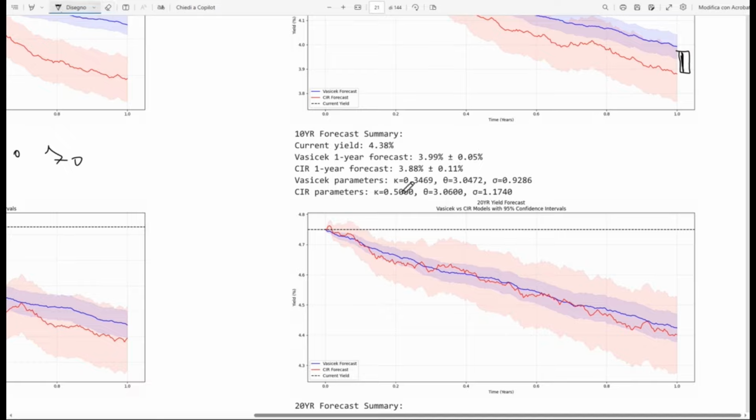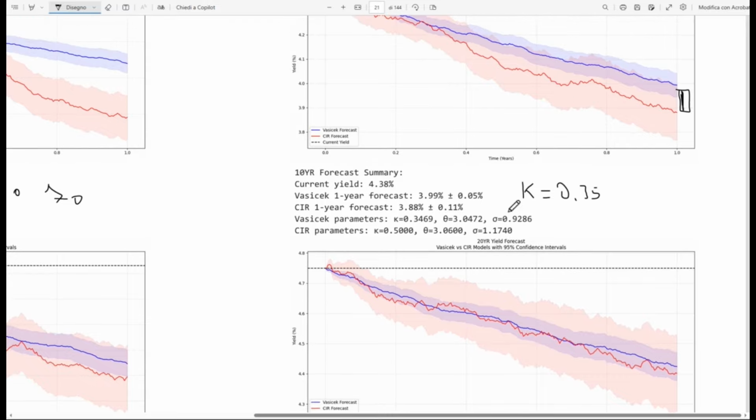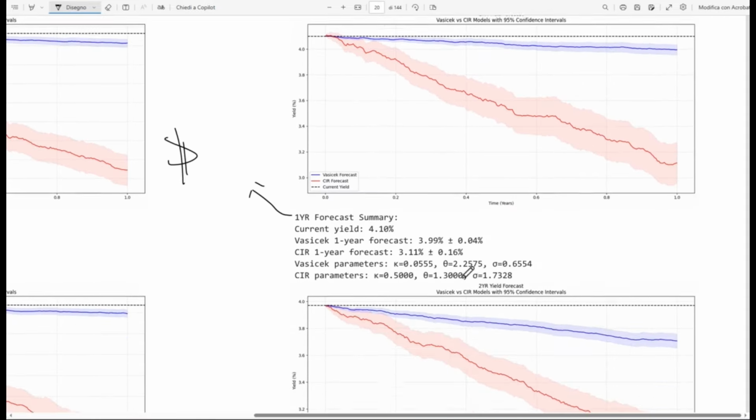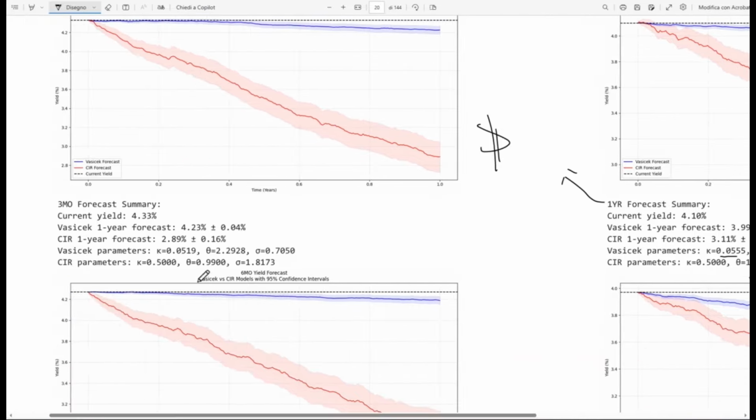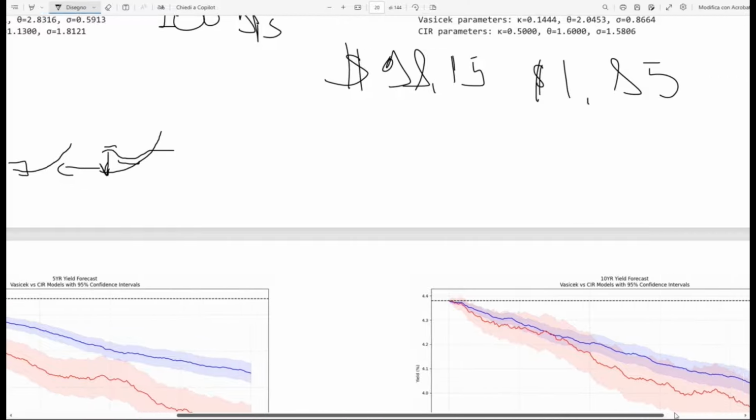And we see here the K parameter is much larger. It's 0.35. So it means that whenever the 10-year yield moves, the speed of mean reversion is on average 0.35%, while this parameter here, 0.34, 0.35. The speed of mean reversion of the 1-year yield is 0.05. It's much less, okay. So we see that there is less sensitivity in the short-term paper.